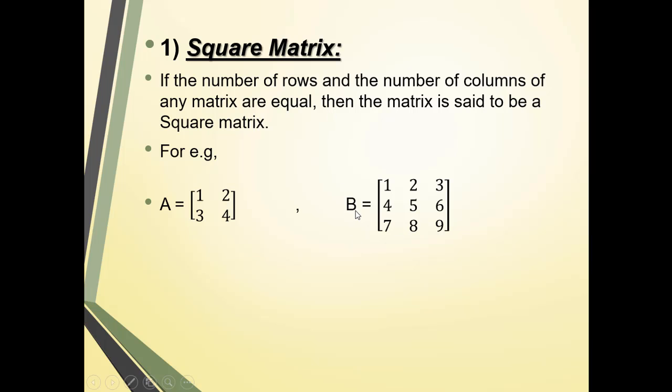Similarly, in matrix B, we have given 9 elements in the arrangement of 3 by 3. There are 3 rows and 3 columns. So basically, whenever any matrix has the same number of rows and columns, that matrix should always be called a square matrix.